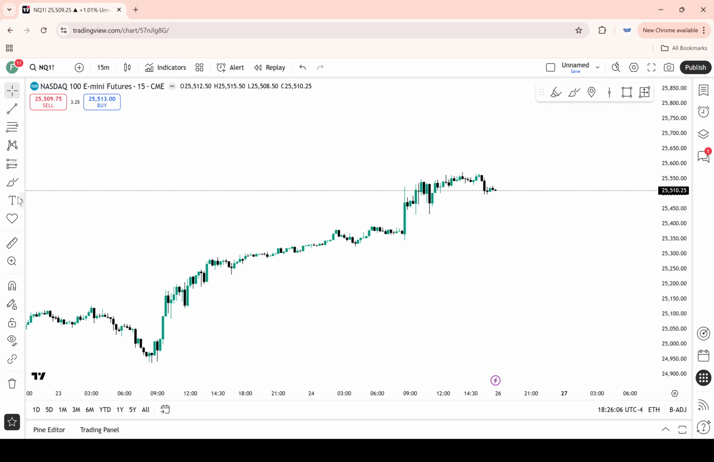So today's episode, we're going to be talking about inverse fair value gaps. We've already discussed what a fair value gap is. We've discussed how to use fair value gaps, but now we're going to discuss what's called an inverse. And as the name suggests, it's the opposite, right?